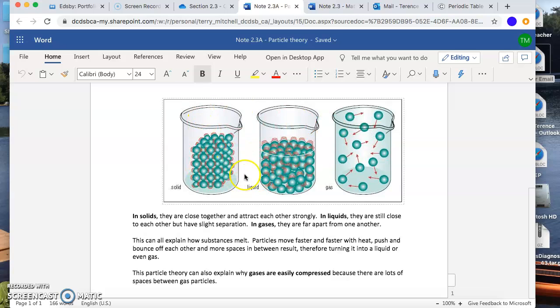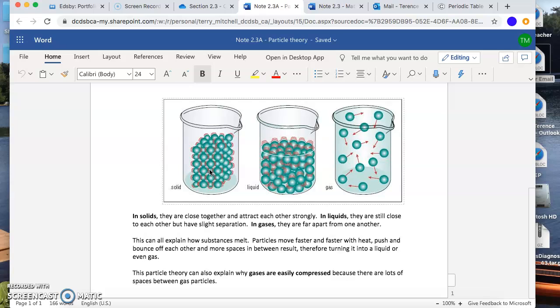Can't do that with a liquid or a solid. You cannot take a glass of water and compress those molecules down and make them any closer together. And you definitely can't do that with a solid either, because they don't have the room in between them.